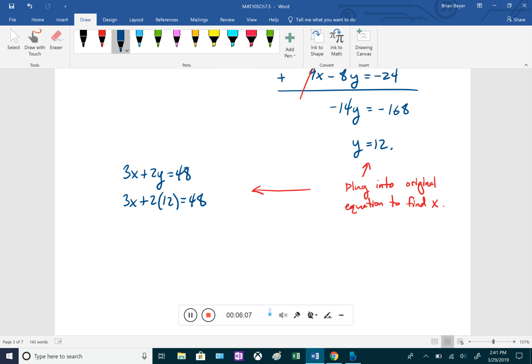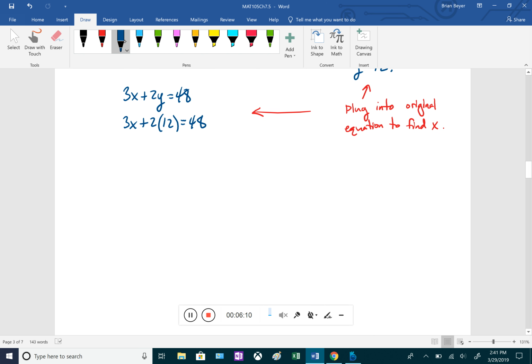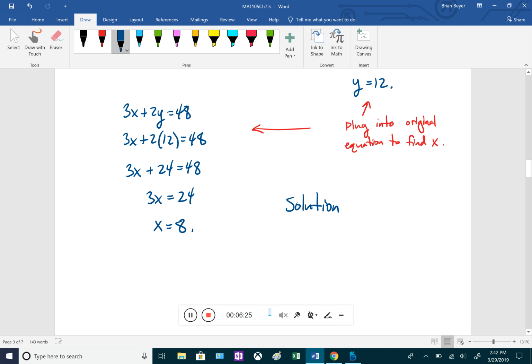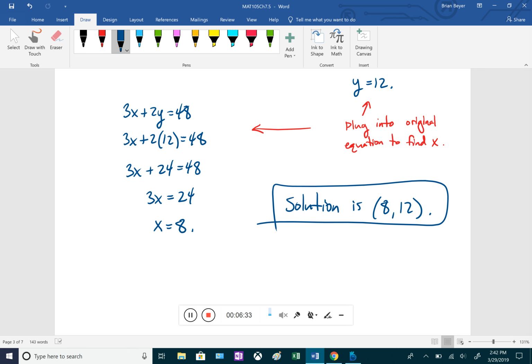So solving this for x, we're going to get 3x plus 24 equals 48. Subtract 24 on both sides, get 3x equals 24. Divide both sides by 3, gives us x equals 8. So that means the solution to this problem is 8, 12. X equals 8 and y equals 12.